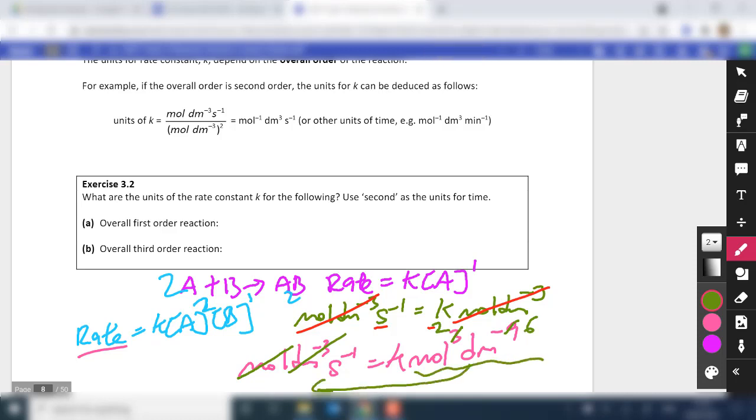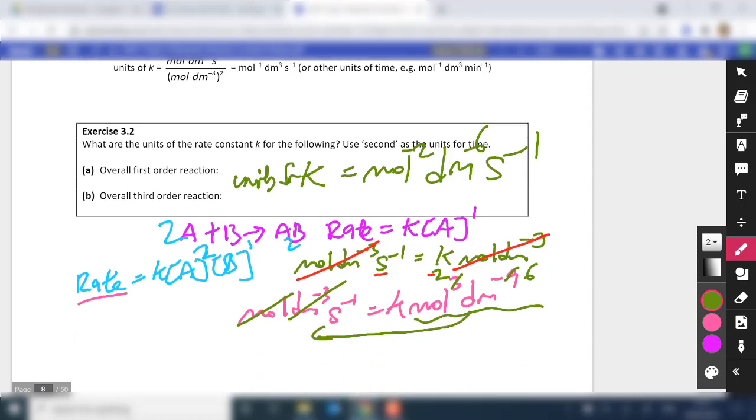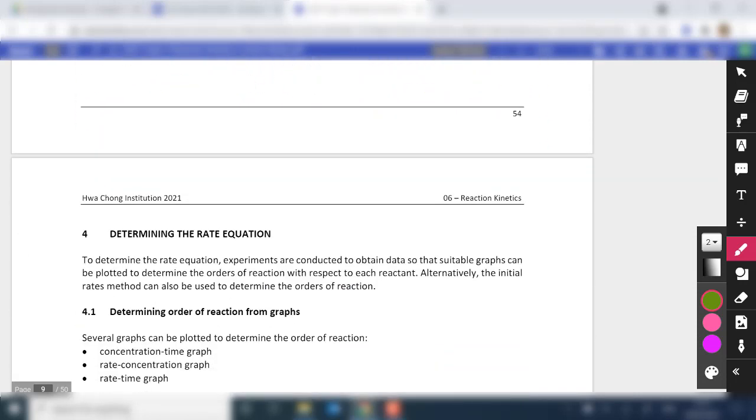When we bring it over, we take the reciprocal. So therefore, the units for K is actually equal to mole to the power of minus 2, dm 6, per second. That's how you determine the units for the rate constant. I hope you find this example useful.